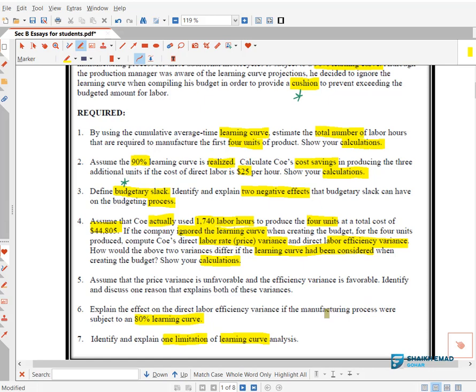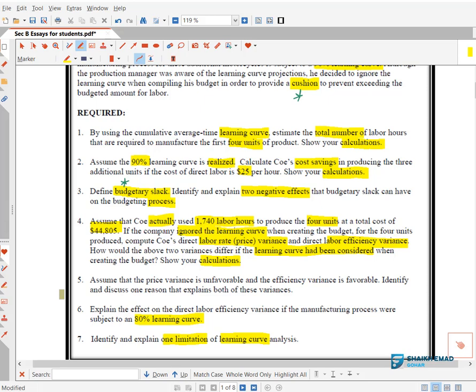Okay, tell me one thing. Does learning curve analysis have anything to do with the rate we are paying to the labor? Learning curve analysis, what we are doing right now, does this have something to do with the rate we pay to the labor? No, right? The rate is same, 25. There is no change in the rate. It means learning curve analysis will affect only efficiency variance, not the rate variance.